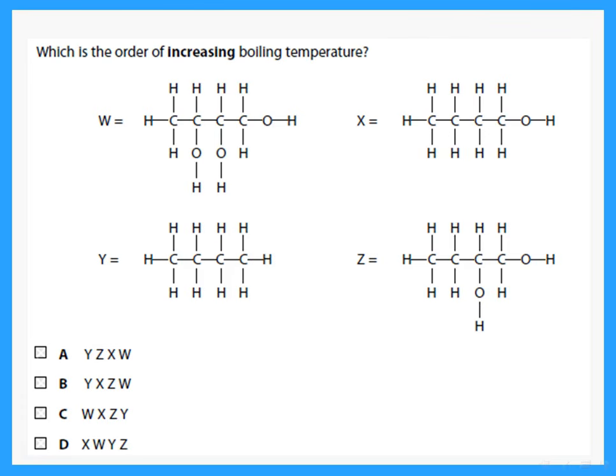Now all the others have OHs. The more the OH, the more the hydrogen bonding per molecule and the higher the boiling temperature. So that means X has one OH, Z has two OHs, W has three OHs, so that would be the highest boiling temperature.